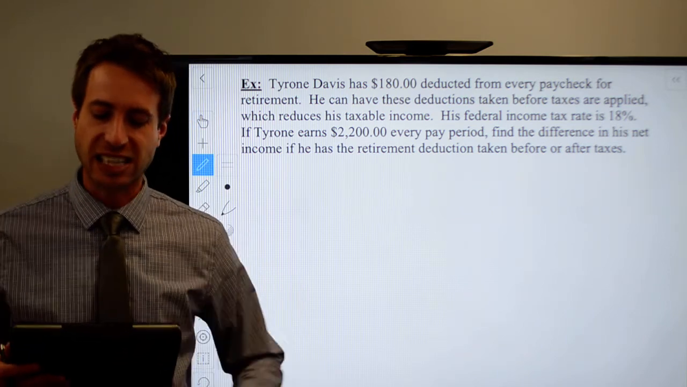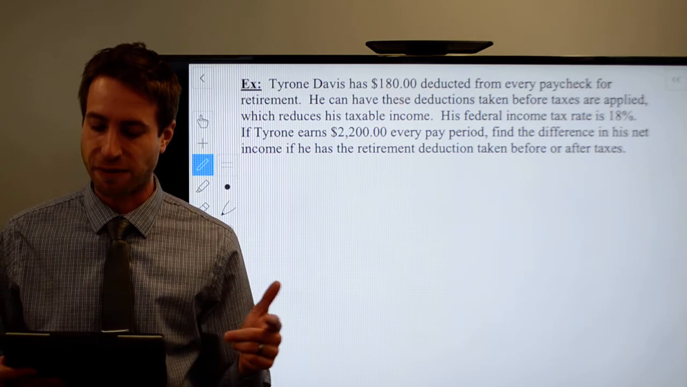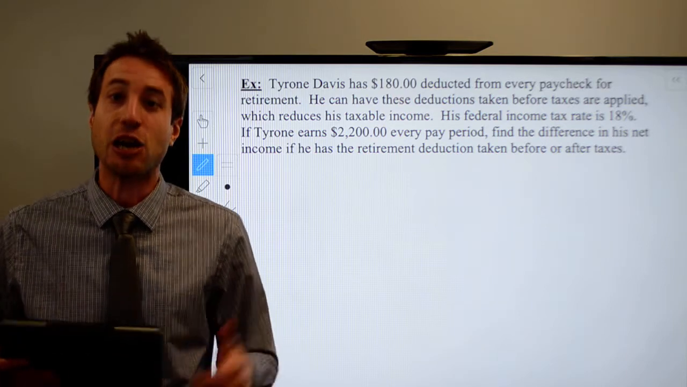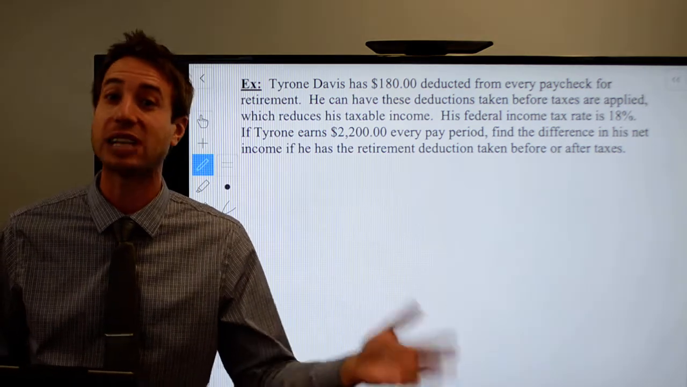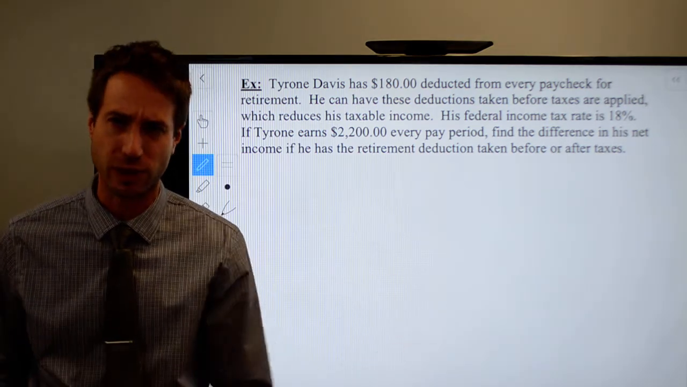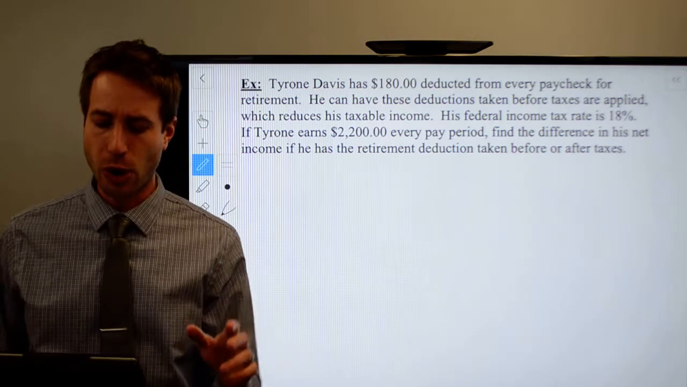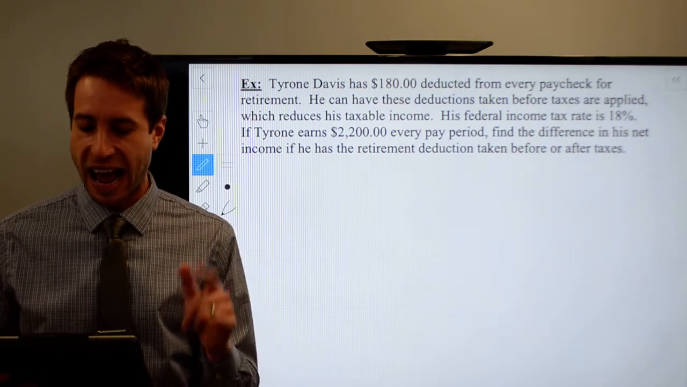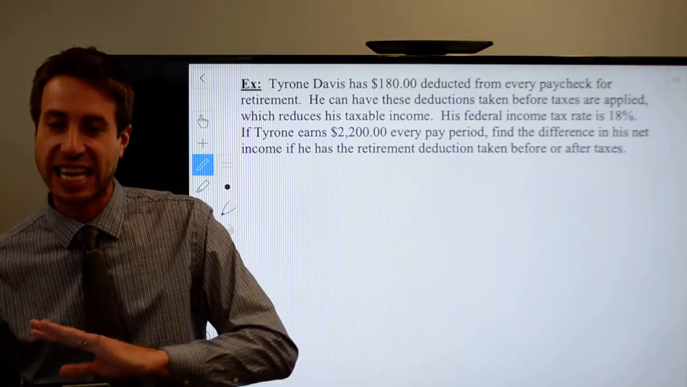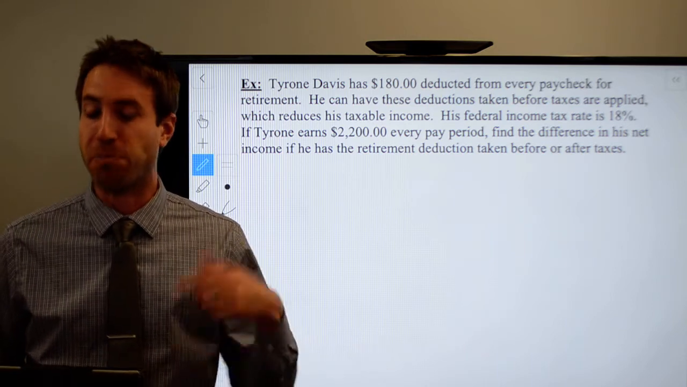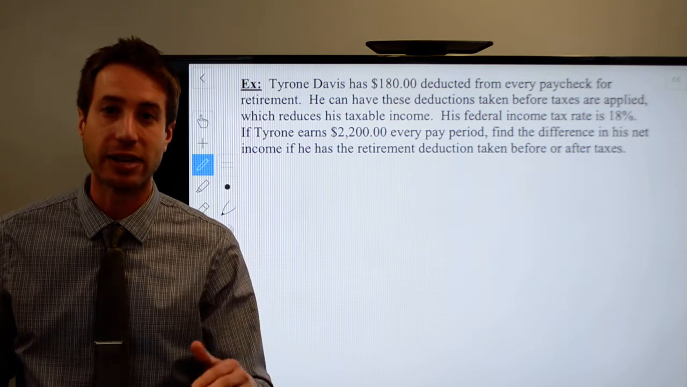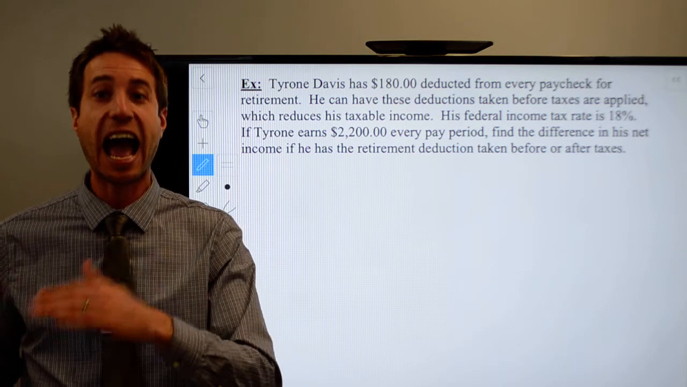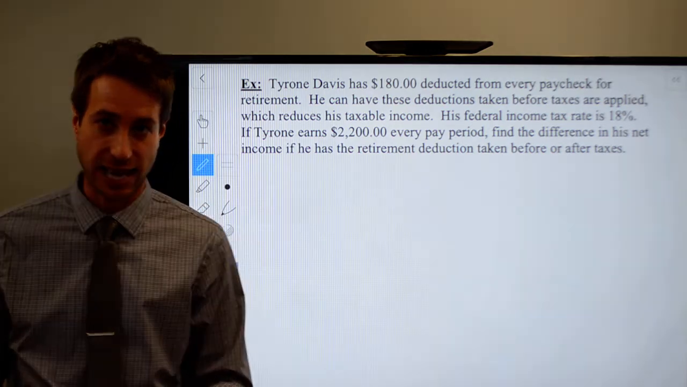Tyrone Davis has $180 deducted from every paycheck going toward retirement. So every time he gets paid, he takes $180 out of it, which he puts into some sort of retirement account. Now, here's the way it works. He can either have the $180 taken out of his check before taxes are applied, or he can have the $180 taken out of his check after he pays his taxes.